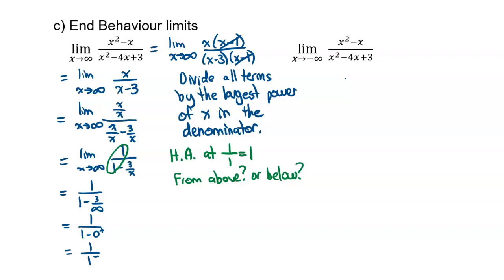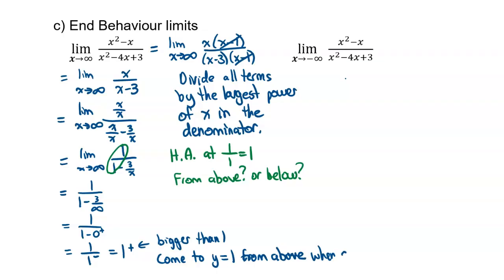Think about 1 minus 0.1. That gives me a number a little less than 1. Well, that means that I'm going to have a number a little bit bigger than 1, because if I have 1 over like 0.9 in the denominator, then I have something bigger than 1. Well, what does that mean? It means that it's going to come to the horizontal asymptote, y equals 1, from above it. And that's occurring when the x value approaches infinity, because that's the limit that we just solved.